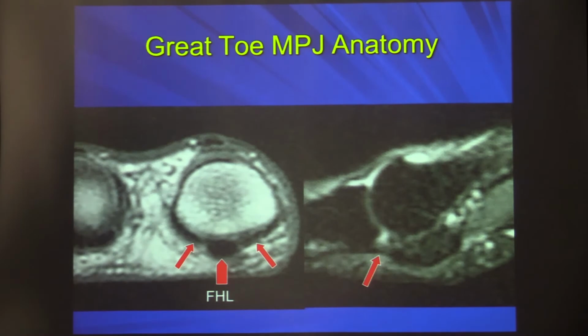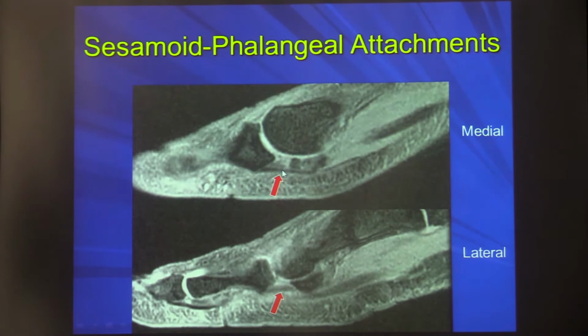So let's look at the normal anatomy. The flexor hallucis longus centrally, and these are the sesamoidal phalangeal ligaments on each side. And this is what it looks like on the sagittal STIR image. Here's a sesamoid, and here's a sesamoidal phalangeal attachment. In gradient echo, this is a bipartite tibial sesamoid. You can see the nice sesamoidal phalangeal attachment, and the lateral one in the same patient, a little bit thicker, but intact.